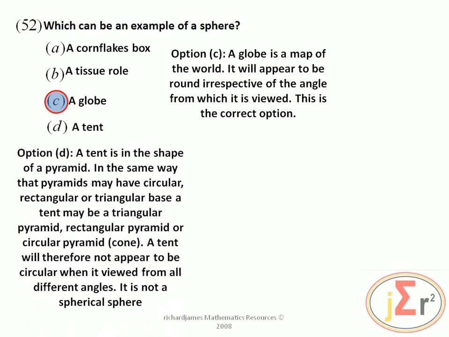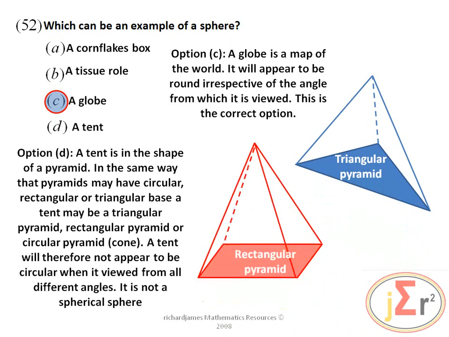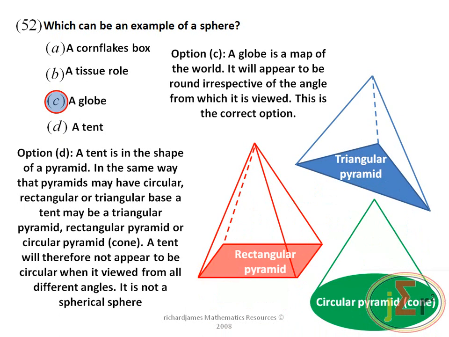Option D. A tent is in the shape of a pyramid, in the same way that pyramids may have circular, rectangular, or triangular bases. A tent may be a triangular pyramid, rectangular pyramid, or circular pyramid or cone. A tent will therefore not appear to be circular when it is viewed from all different angles. It is not spherical. That's a triangular pyramid, which is what a tent looks like, or it may look like a rectangular pyramid. And some people who are very innovative can cause it to look like a circular pyramid or cone.